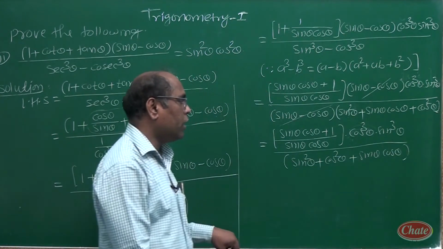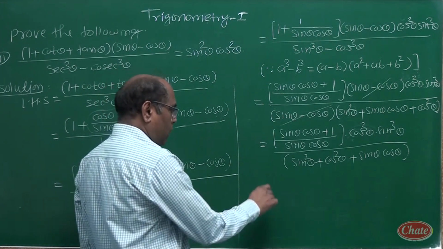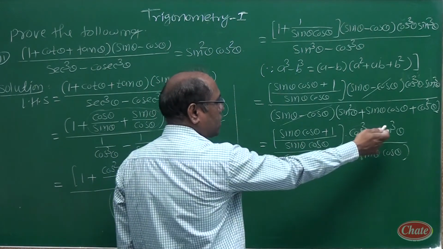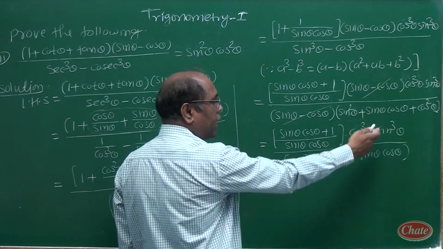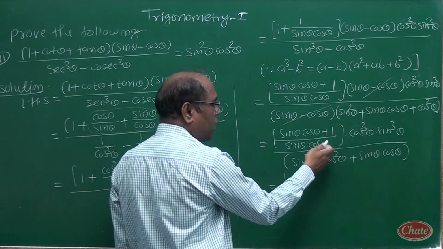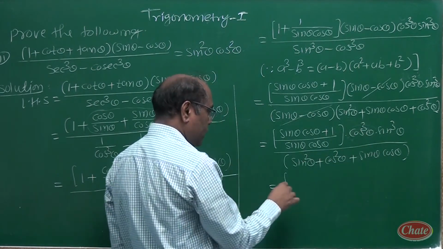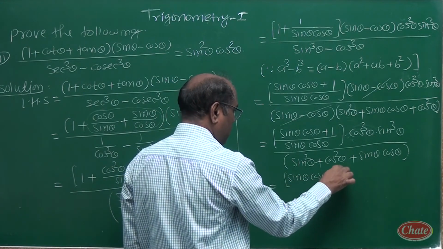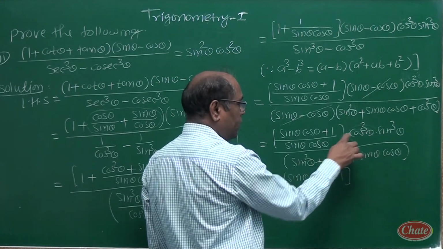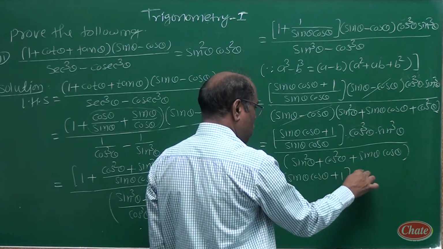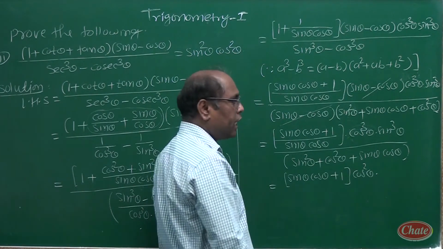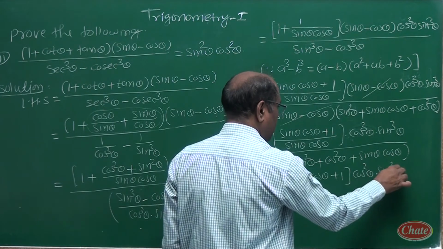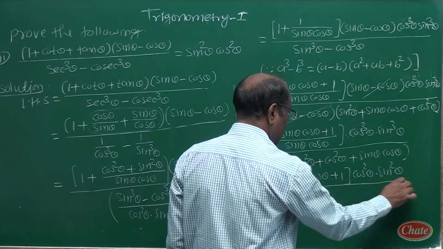cos theta. Now see here in the numerator, sin cube theta upon sin theta means here we get sin square theta, and cos cube theta upon cos theta means here we get cos square theta. So we get sin theta cos theta plus 1, cos cube theta upon cos theta means cos square theta, one cos theta gets cancelled. Sin cube theta upon sin theta means sin square theta, one sin theta gets cancelled.